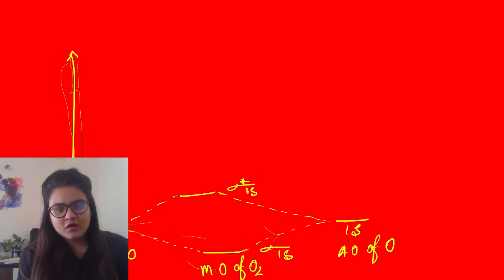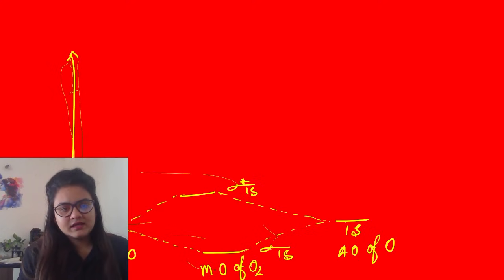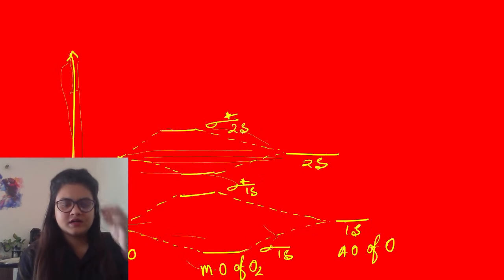Okay, now I am having 2s, here one 2s and here one 2s. The 2s will give you again one bonding, and it will give you one anti-bonding. So that is my sigma star 2s. The anti-bonding is named as sigma star.